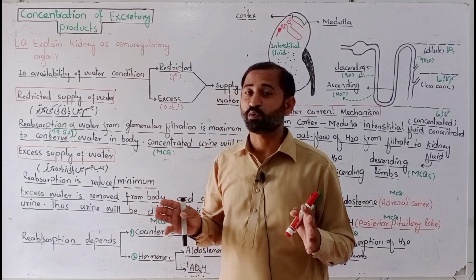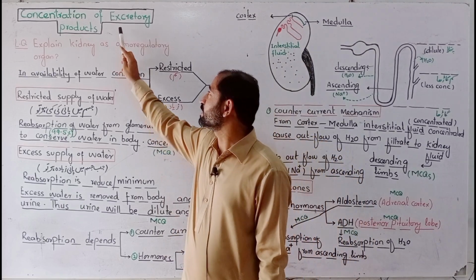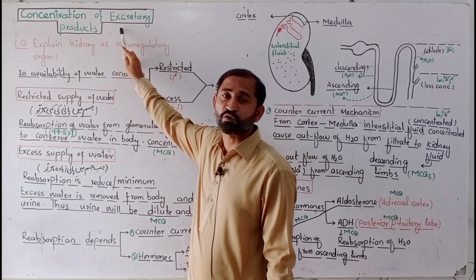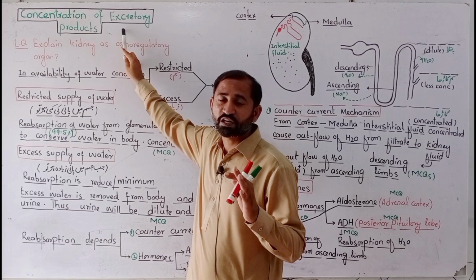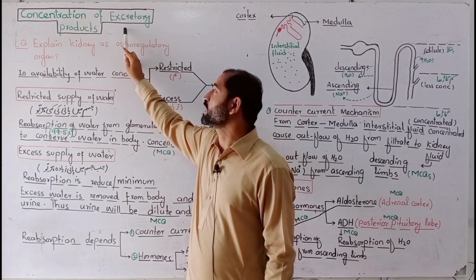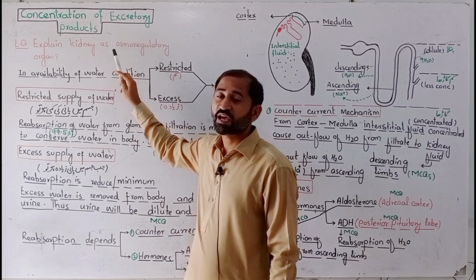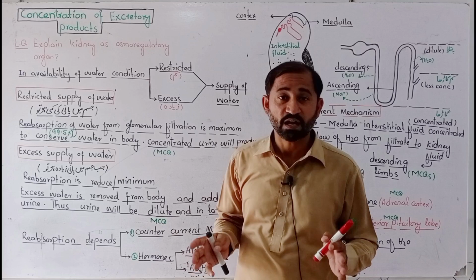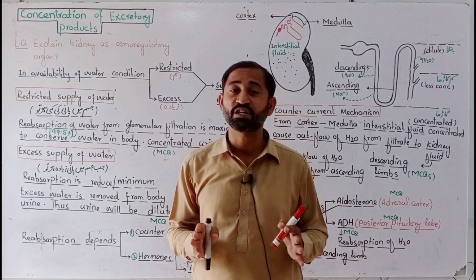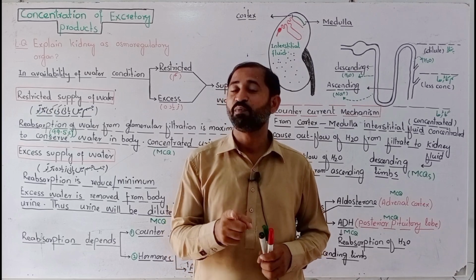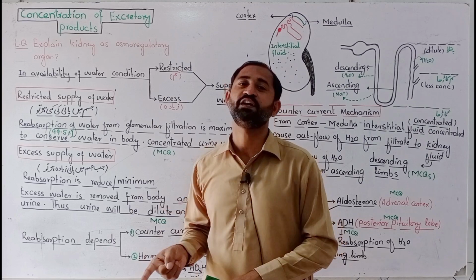This one is a question, but the statement in the textbook is written as concentration of excretory product. It means that concentration of excretory product in your textbook is actually the answer to this question: explain kidney as an osmoregulatory organ, or explain the osmoregulatory function of the kidney. But keep in mind that this is not the answer to the function of the kidney.